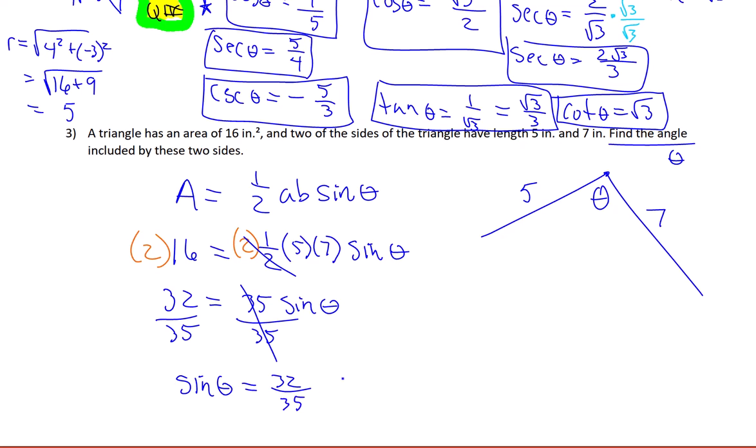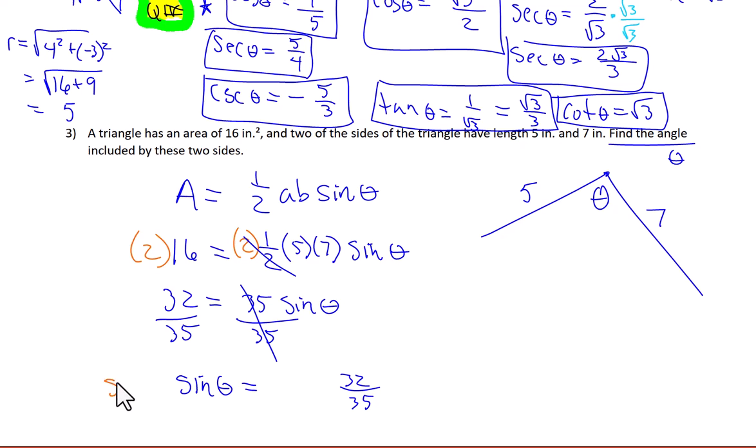Okay, that's fine, but we're trying to find the angle, theta. So the question is, how do I get rid of the sine, right? Well, from what we've already discussed about inverses, we can use them in order to accomplish this. So what I'm going to do is this. I'm going to move down to get a little bit of extra space so you can see this visually. We currently have sine theta equals 32 over 35. I'm going to just rearrange to get some space.